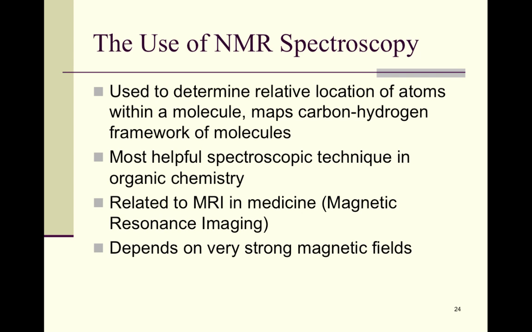It's used to determine relative locations of atoms within a molecule. It maps out the carbon-hydrogen framework of the molecule. It's one of the most helpful spectroscopic techniques used in organic chemistry. It is related to MRI in medicine, also known as magnetic resonance imaging. And NMR depends on a very, very strong magnetic field.